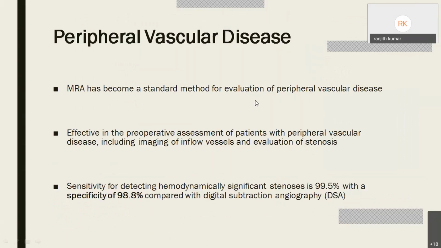So coming to the peripheral vascular disease, it is a standard method for evaluation of the peripheral vascular disease, and the sensitivity of detecting the hemodynamically significant stenosis is almost equal to that of the digital subtraction angiography. That is 99.5 sensitivity and 98.8 specificity.